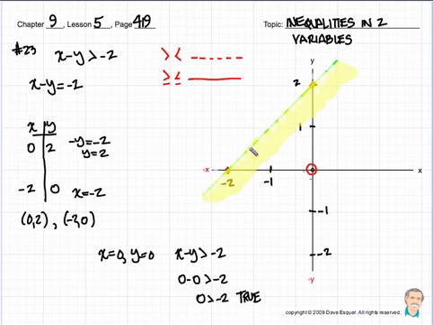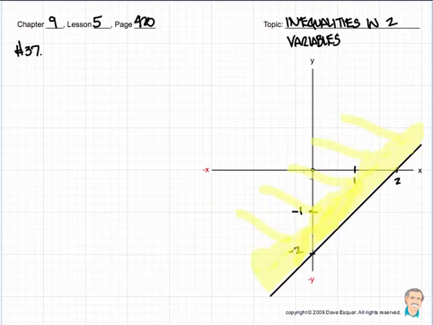So there's my graph. It goes through negative 2, 0 and 0, 2. I tested for 0, 0. The 0, 0 statement turned out to be true. So I shade everything on the right side of the graph where the coordinates 0, 0 are located. Let's try our next problem.